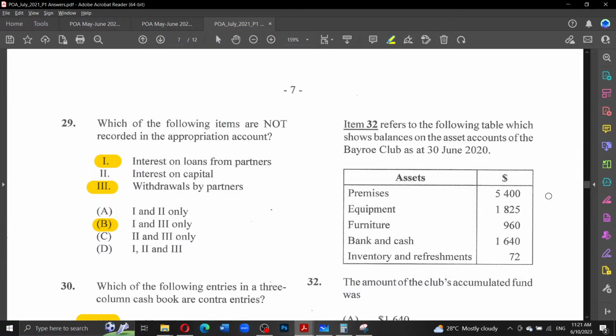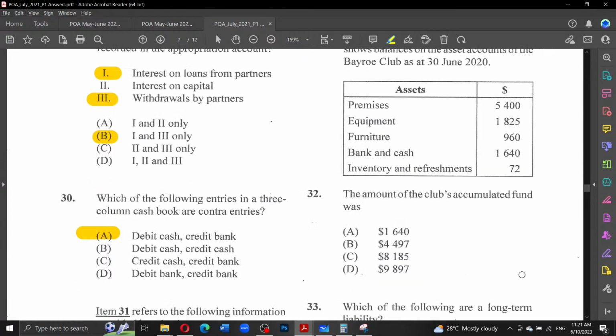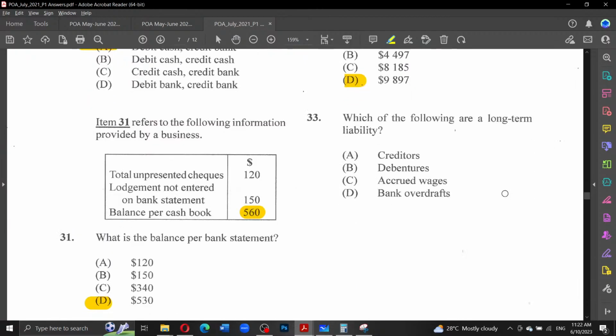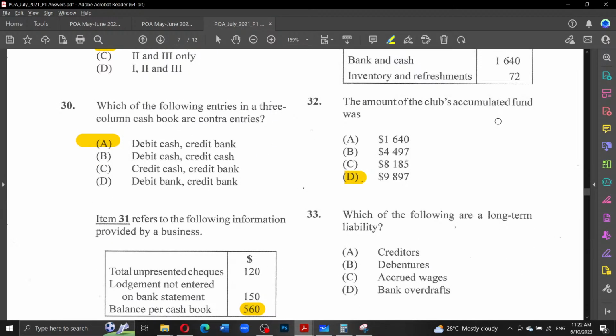Moving on. This question was in the previous paper. Basically, all of these items are assets, so we just add up the figures: 5 and 1, 6 and 1, 7 and 1, 8. Basically, more than 8,000. Please don't do that in the exam. Use your calculator and find the actual answer.